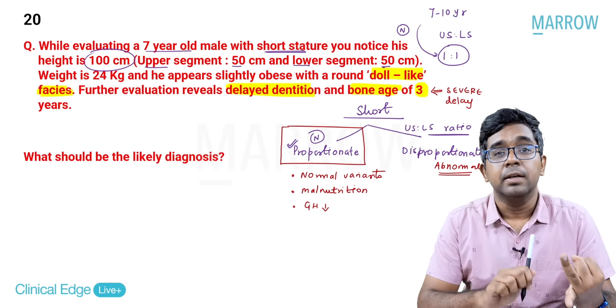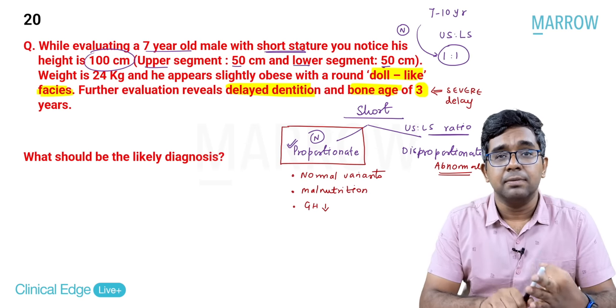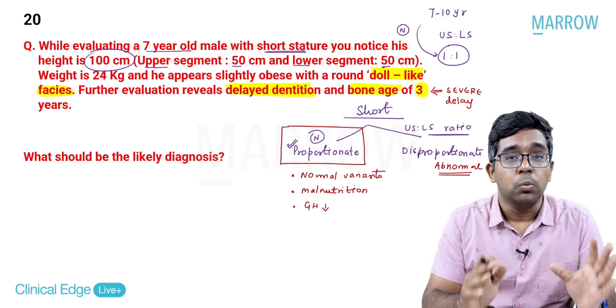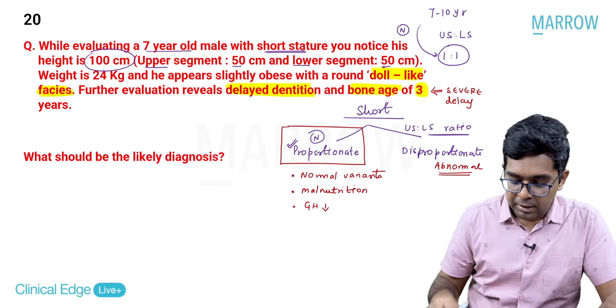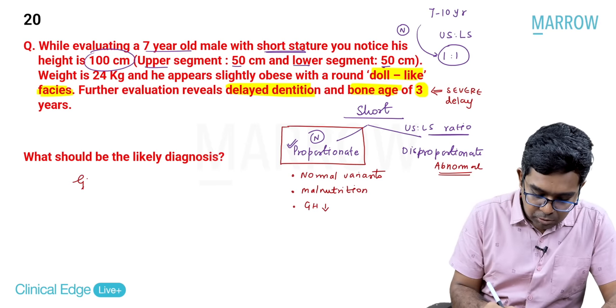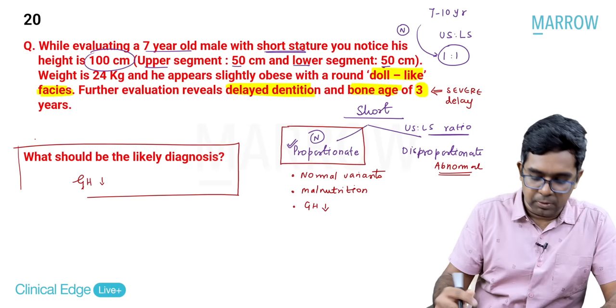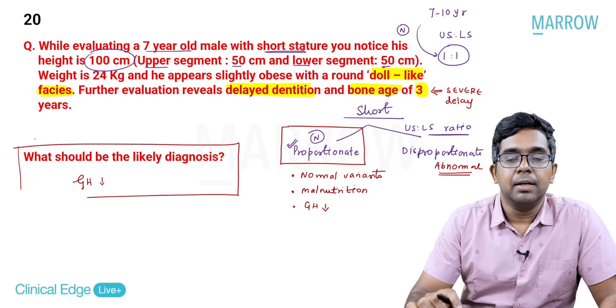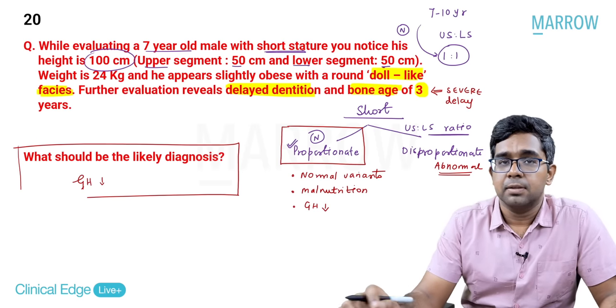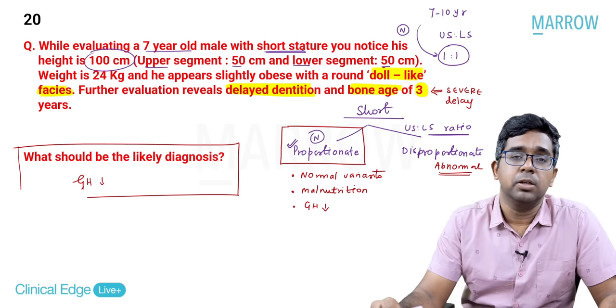Delayed dentition, severely delayed bone age, as well as doll-like facial appearance. What does this point to? It clearly points to growth hormone deficiency as the possibility in this particular question. So, my clinical diagnosis according to the given situation is going to be growth hormone deficiency.